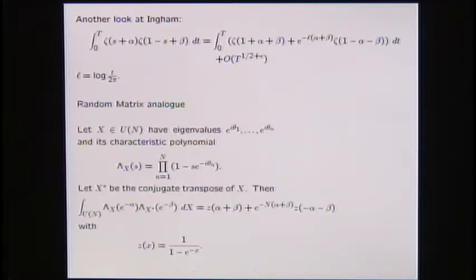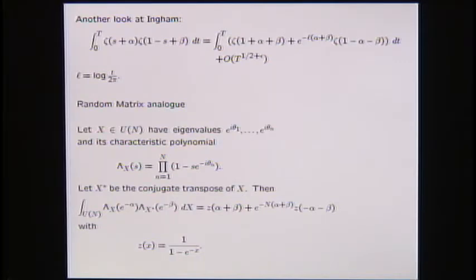But Ingham had actually shown a little bit different thing. If you put little shifts in, alphas and betas, then you can write his result in a nice way like this, where L is log t over 2 pi. It's a very nice symmetric thing from back in the 1920s, a pretty result.